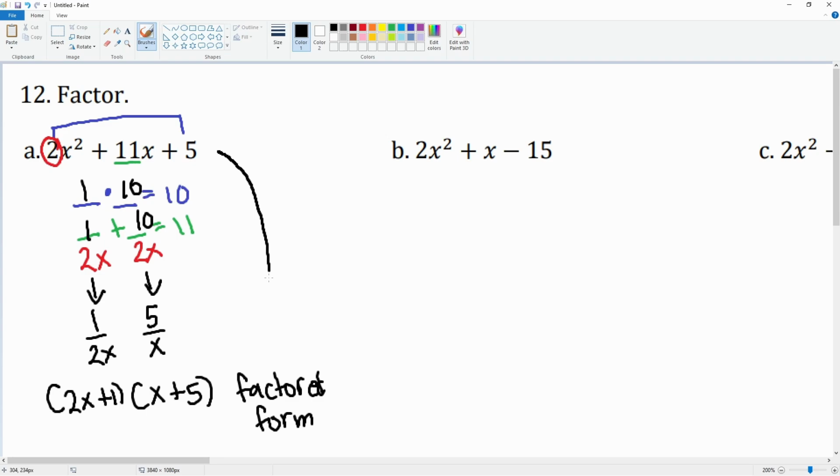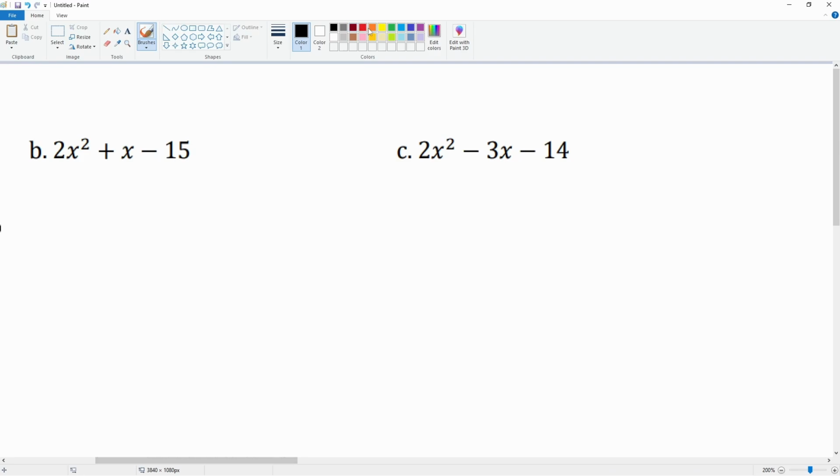This whole process from going to here, this is the process of factoring. You get it? You go from standard form into factored form by factoring. All right, let's do B. Let's do our setup, our dashes.